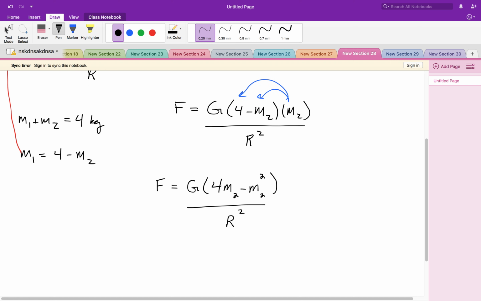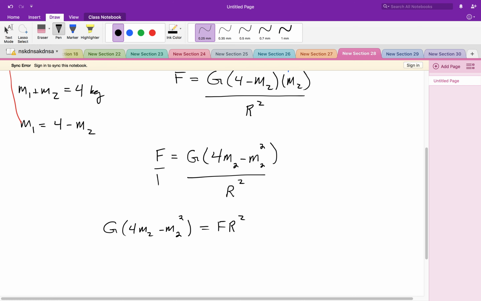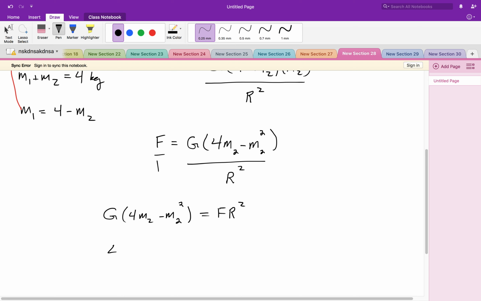Now this is like F over 1, so I'm going to cross multiply. Here it's going to be G times 4m2 minus m2 squared equals F r squared. And now I'm going to divide both sides by capital G. It's a lot of algebra here, more algebra than physics when you get down to it. That is equal to this.